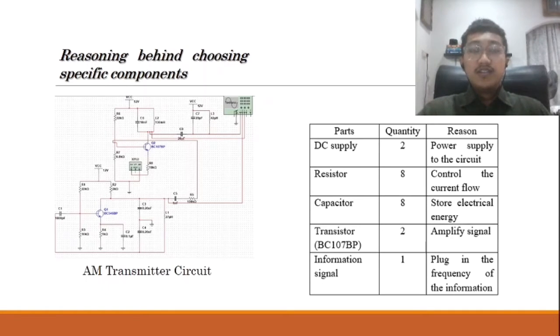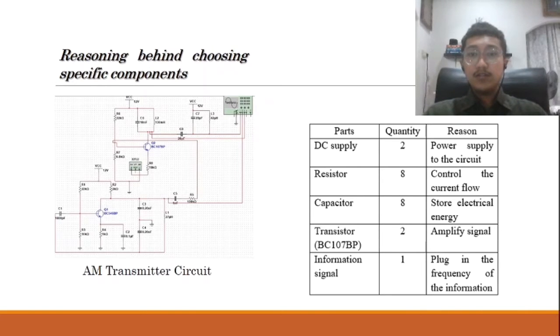The circuit design of the AM modulation transmitter is as shown in the circuit. The output waveform will be tested by using an information frequency equal to 2 kHz.